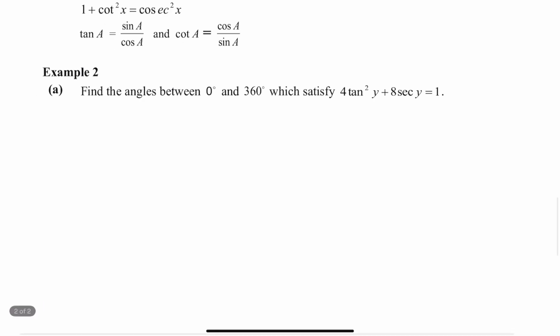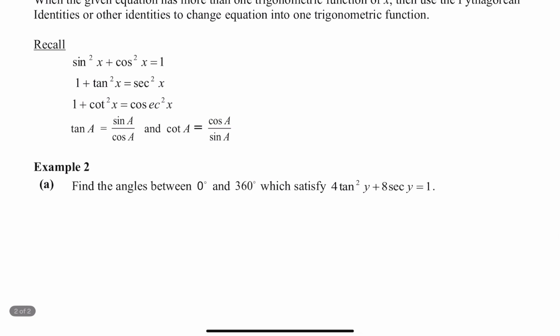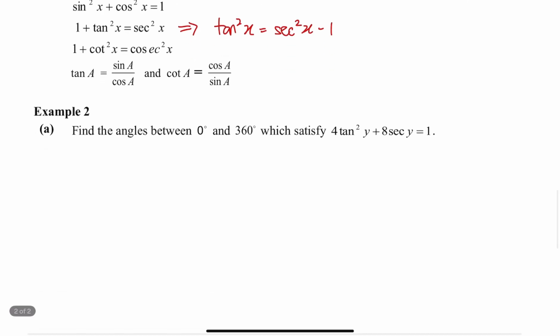From here, by the Pythagorean identity, we know that we can use tangent square y to turn it into secant square. Remember, when I want to solve a trigo equation, to solve this sort of very complicated thing, the easiest way is to make everything the same trigo function. In this case, because I have a tangent square, I can turn this over here. So for example 2a, this means that tangent square x is equal to secant square x minus 1.